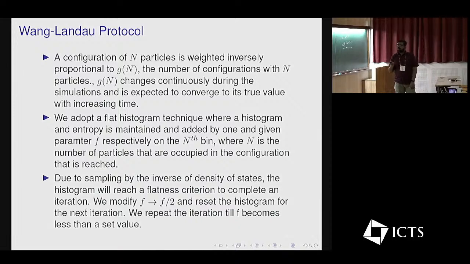Due to sampling by the inverse of the density of states, the histogram will reach a flatness criterion to complete an iteration. Once an iteration is completed, we modify the factor f to f by 2 and reset the histogram for the next iteration. We repeat this iteration till f becomes smaller than a set value.